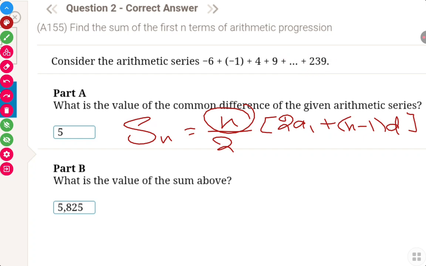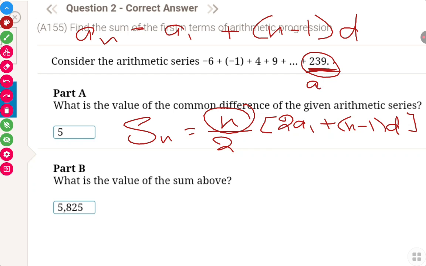So to find n, we use the equation from before, which is an equals a1 plus n minus 1 times d. What do we put in place of an? I just said we don't have n. We know that 239 is the last number, okay? The n of the last number is going to be the total number of terms. If this is the 10th number, this would be a10, which would tell us that there's 10 terms.